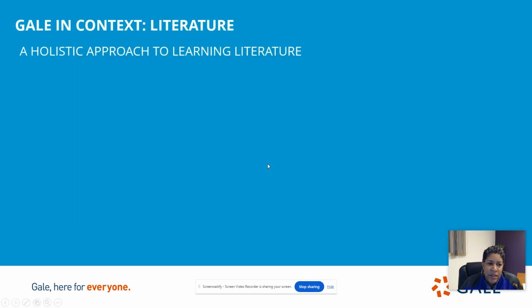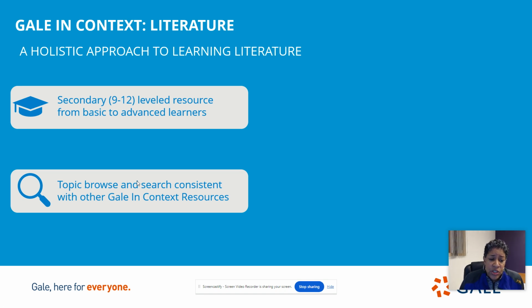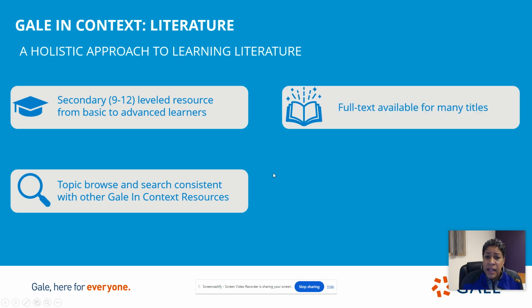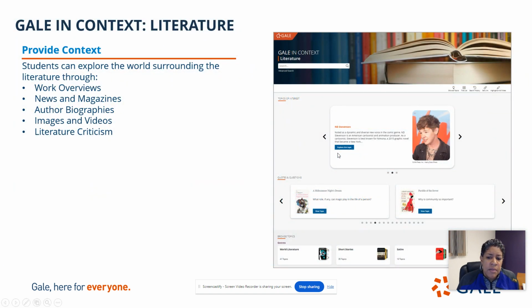Okay, so your Gale in Context for Literature offers a holistic approach to learning literature. You have your secondary ninth grade through 12th grade leveled resources from basic to advanced learners, and you can browse your topics and search consistently within your Gale in Context resources. You can access full text titles, right? So you can actually read an entire book here with your students. They do have excerpts as well, and we will talk about that in just a moment. And it's fully integrated with Gale in Context for educators. So let's take a deeper look at this.